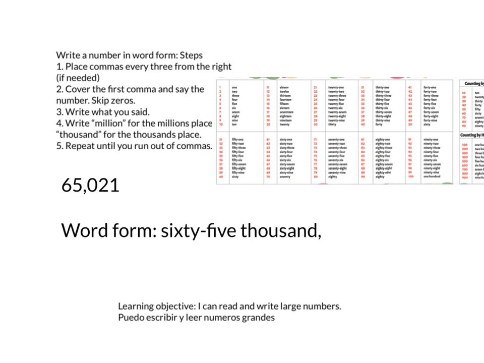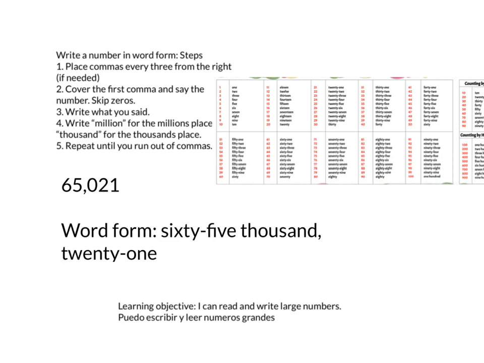Okay, cover the first comma and say the number. There's no more commas, so we're just going to say the number. Skip zeros. So I don't have to say 021. I just say 21. And if I don't remember how to say that, I can look over here and find it. Okay, write what you said. I said 21. 20-1.